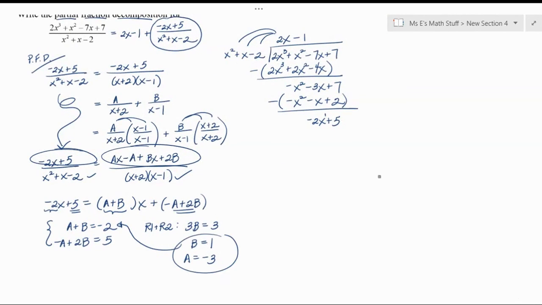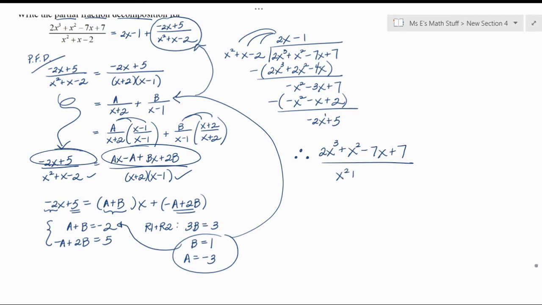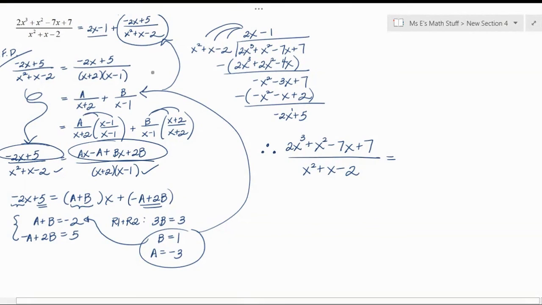Okay, so now let's try to remind ourselves, what were we doing? So we can take these and put them back into the form, but then also keep in mind that we were really only decomposing the remainder. So our conclusion would be that (2x cubed plus x squared minus 7x plus 7) over (x squared plus x minus 2) breaks down to be 2x minus 1 for that kind of real number part, and then the remainder decomposes to be -3 over x plus 2 plus 1 over x minus 1.